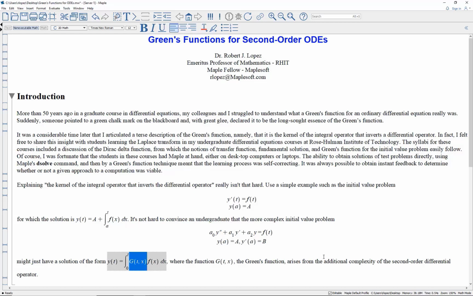So let's take a look at what a Green's function is. How hard is it to get? Does Maple help you? And so forth.